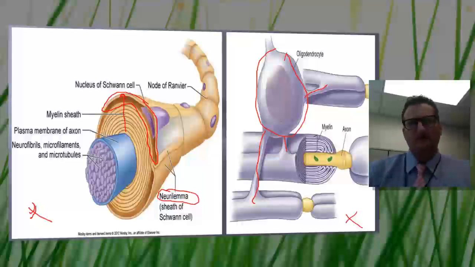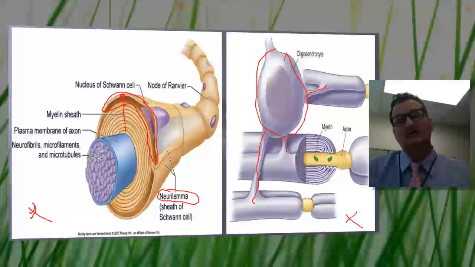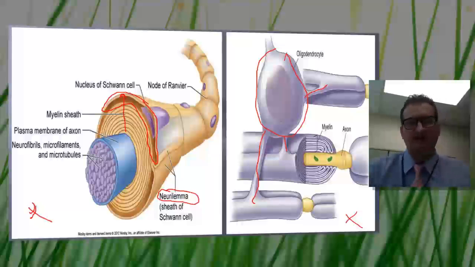Unmyelinated nerves, we find those also in the nervous system, but typically they perform functions where speed is not so essential. These nerves are usually part of the autonomic nervous system and do things like stimulate the secretion of stomach acid. But the nerve fibers that run to the skeletal muscles, speed is critical for those. Myelination begins during the 14th week of fetal development, but it's not complete until late adolescence, usually around the age of 17 or 18 years old.